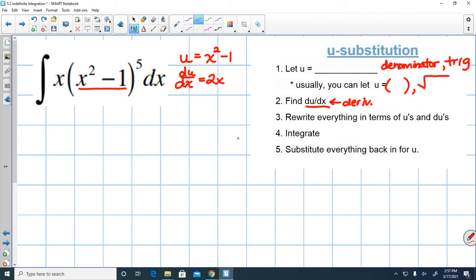So here's the derivative. Now step 3 says to take this u and du dx and rewrite everything in terms of u's and du's. But to do that, see how there's a dx here? I need to solve my derivative for dx. So I'm going to multiply both sides by dx to get du equals 2x dx. And then if I divide both sides by 2x, I'll get du over 2x equals dx. So that is going to allow me to work on step 3.